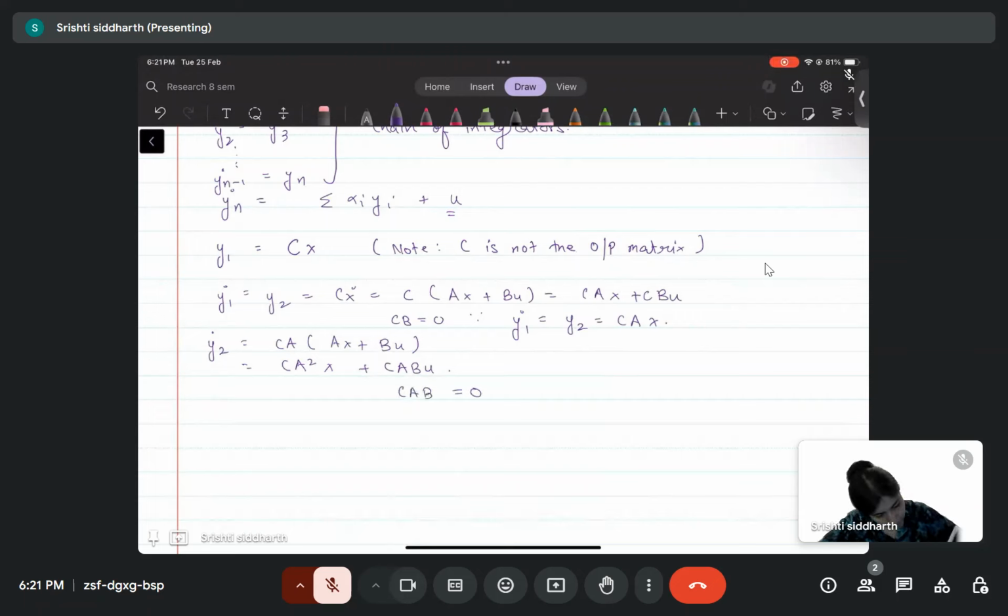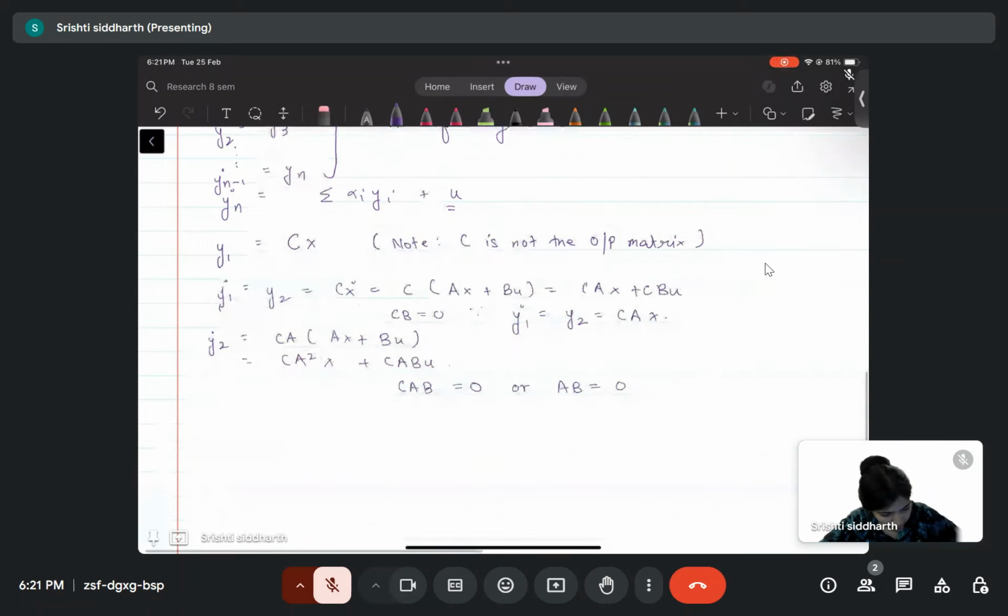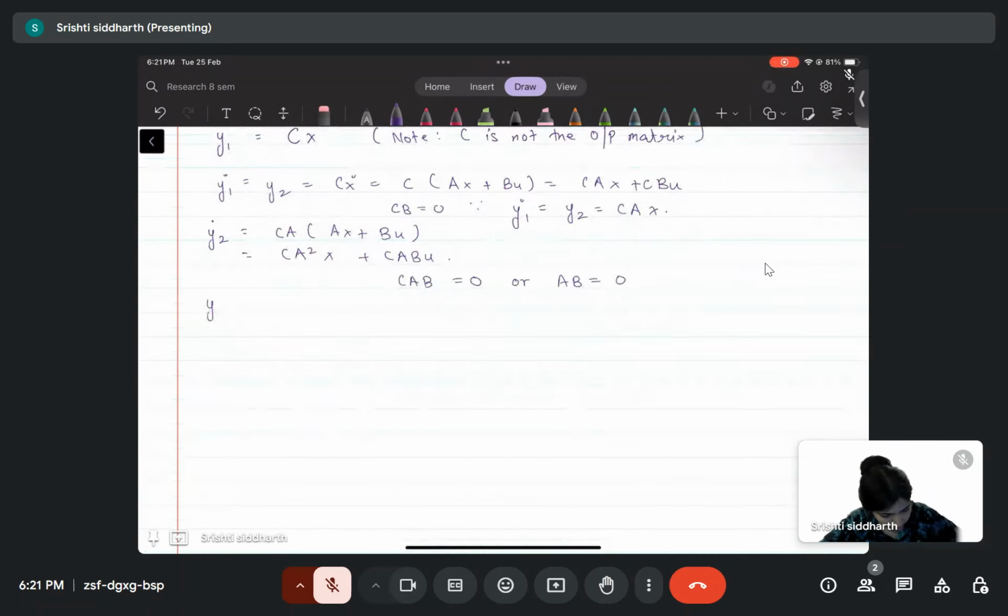And let's say for a third order system, we are till y2 dot. So what we want is C applied to B, AB, A squared B, and so on, should be 0, up to A to the n minus 2 B equals 0. So now you can see that this looks like the controllability matrix.